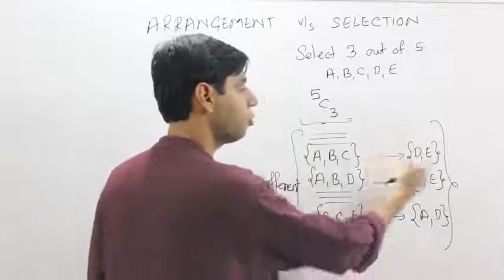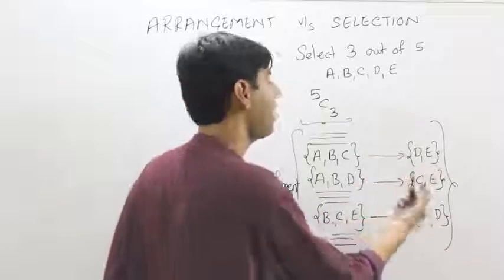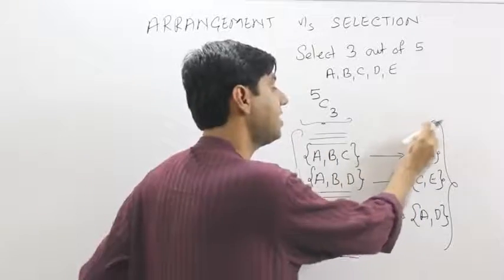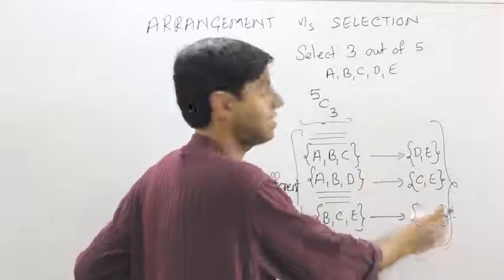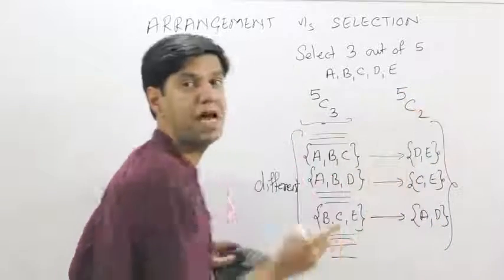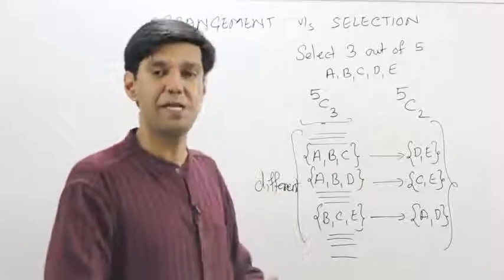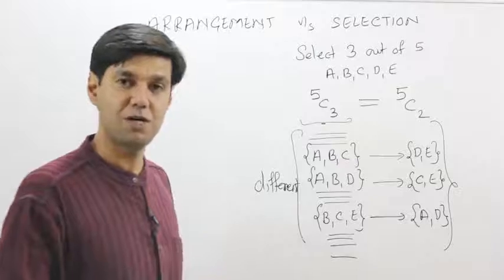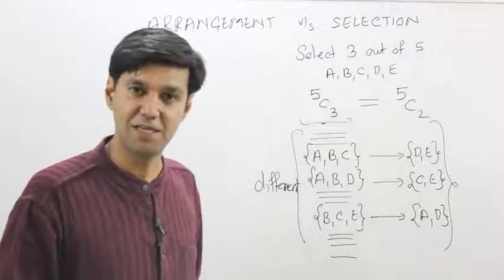So could I say there's a one-to-one correspondence over here, and it's as good as, instead of selecting 3, naming these 2 as not selected, that is 5C2. 2 people are selected not to be in the team. So could I have a relation here? Clearly 5C3 is equal to 5C2.